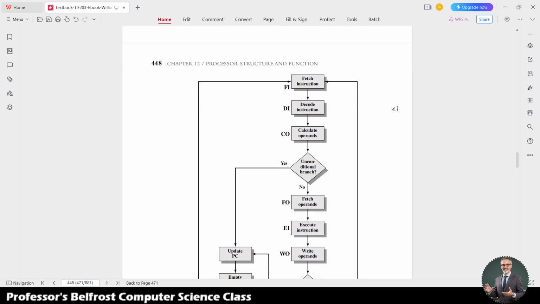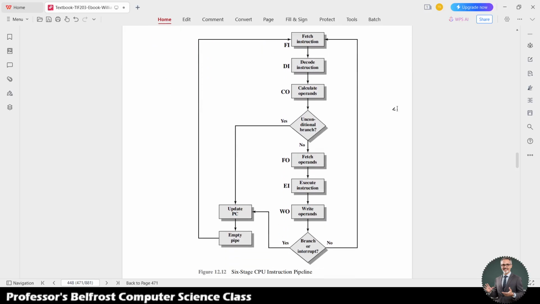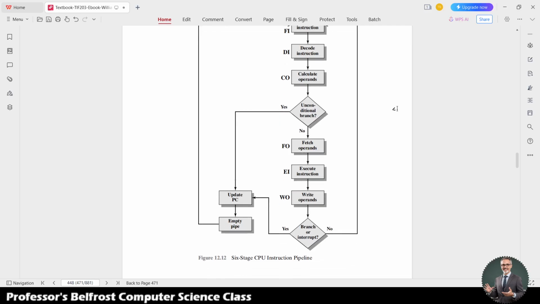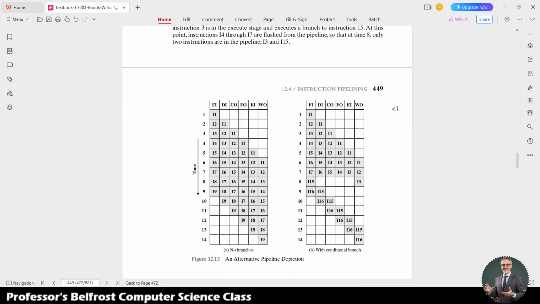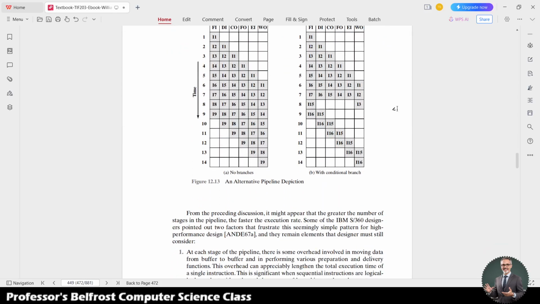So here's the flow chart for the 6-stage CPU instruction pipeline. I think maybe you should read this by yourself.